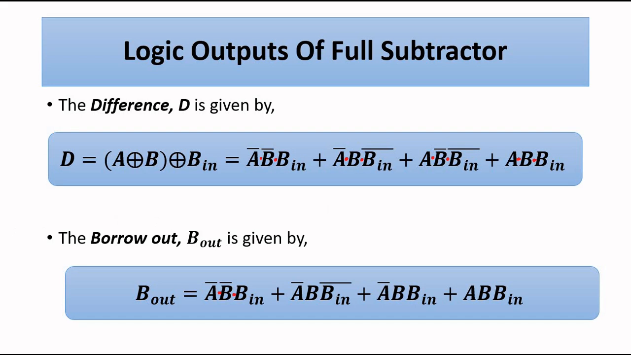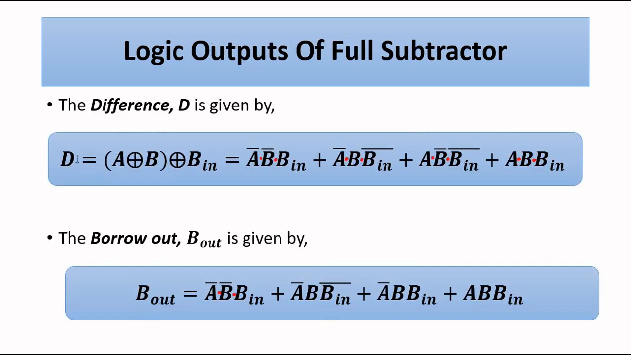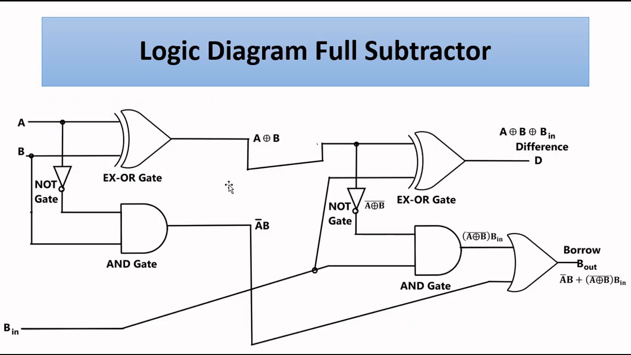Here this is the most general form, the most general logic diagram of the full subtractor. Here the difference is A XOR B XOR B in. We have divided this into 2 stages. In the first stage we have an XOR gate. There are two inputs A and B, so we get the output A XOR B. Then we take A and pass it through a NOT gate to get A bar here. Then A bar and B we pass through an AND gate to get A bar B. This is the first part.